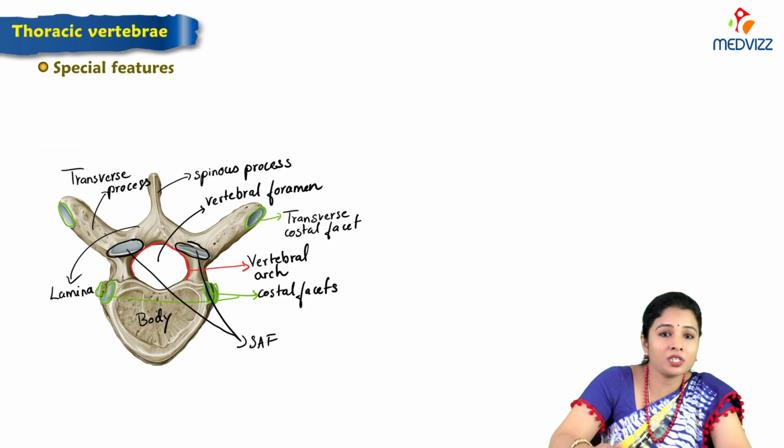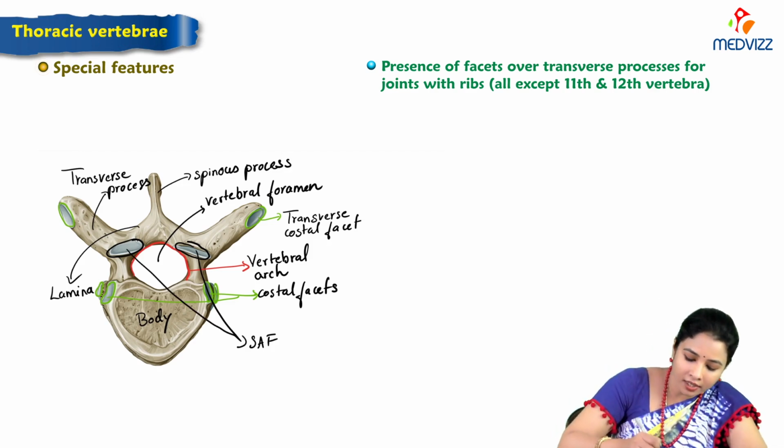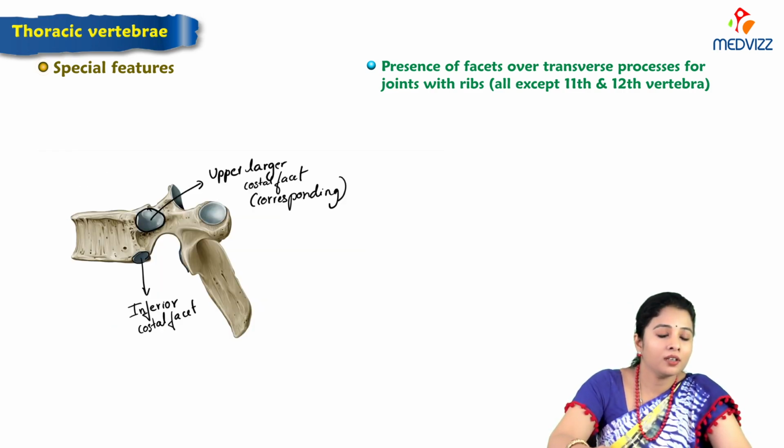Let us see some special features. A special feature of a thoracic vertebra is the presence of facets over the transverse process for the joints with the ribs, of all ribs except the 11th and 12th. So except the 11th and 12th, all other ribs articulate with the transverse process here where a facet is present, which are the costal facets. The unique feature of the body is that it presents costal facets which are actually demi-facets.